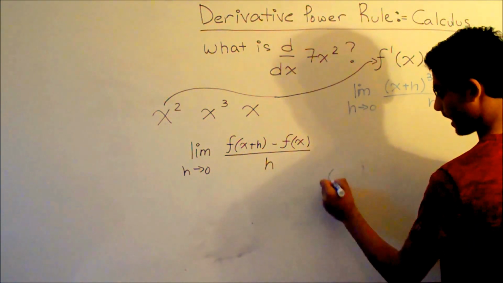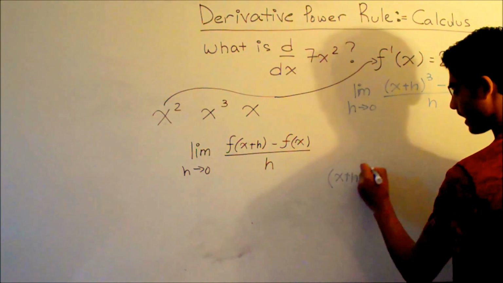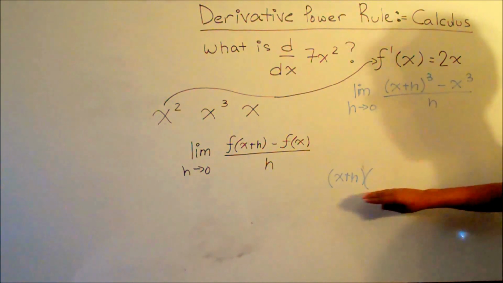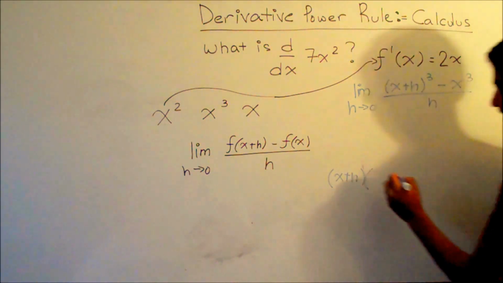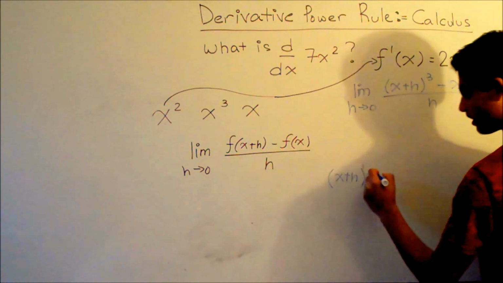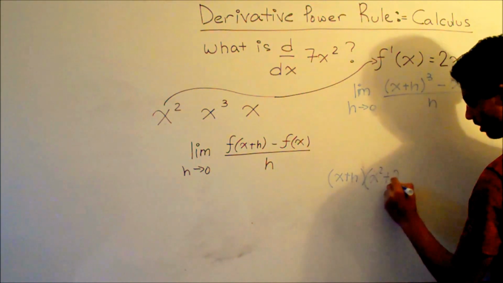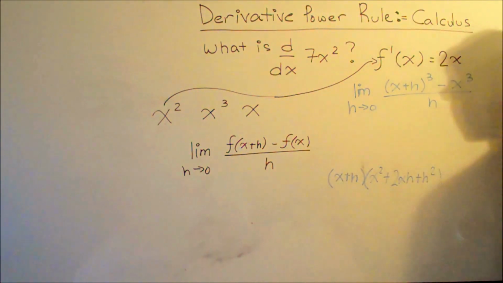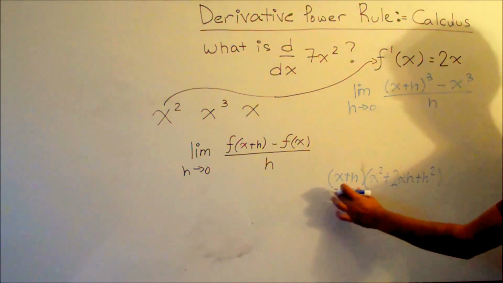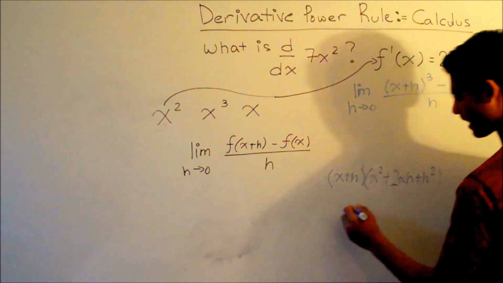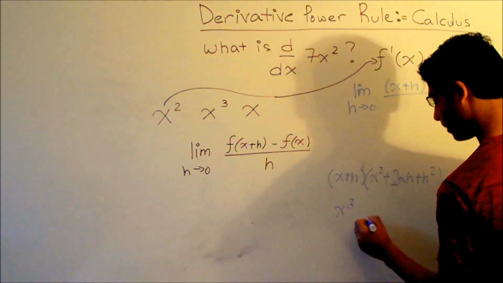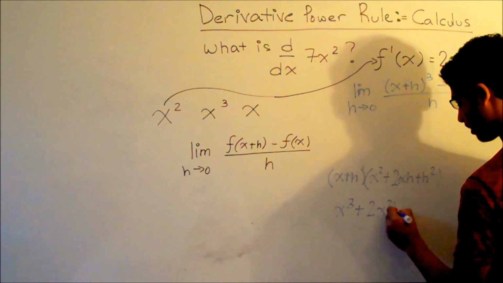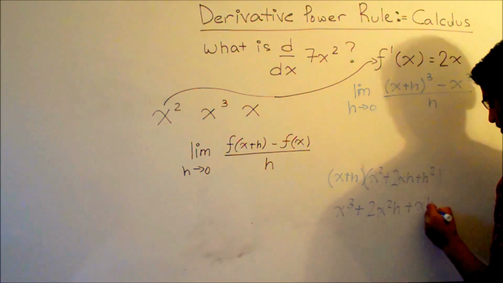X plus h cubed is x plus h times, now we have x plus h squared, which is multiplied by x plus h. X plus h squared is, as we saw in the last problem, x squared plus 2xh plus h squared. So that means that x plus h cubed is, now we multiply these together, x times x is x cubed plus 2xh times x is 2x squared h plus xh squared.